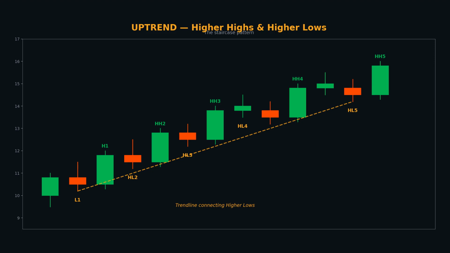The key rule for uptrends: look for buying opportunities at higher lows, not at higher highs. Buying at a new high means you're chasing. Buying at a higher low means you're getting in where the smart money is stepping in. On your chart, you can draw a trend line connecting those higher lows. That line becomes your guide. As long as price stays above it, the uptrend is your friend.